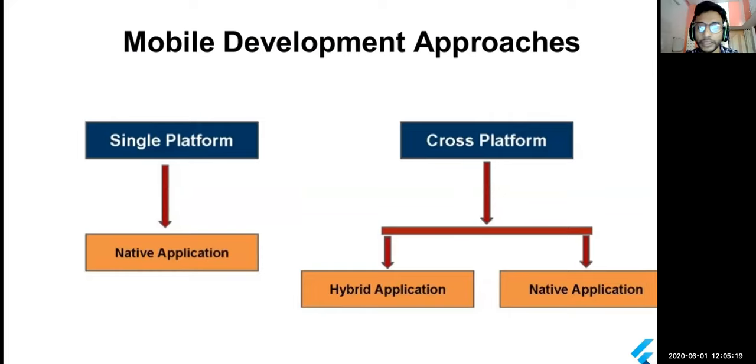We will be looking at that also. For now, we'll be concerned about the approaches that we can use when it comes to mobile app development specifically. Okay, the first approach would be a single platform application, that is, go for an Android app and use the traditional way of developing Android apps using Java, Kotlin and all those things.